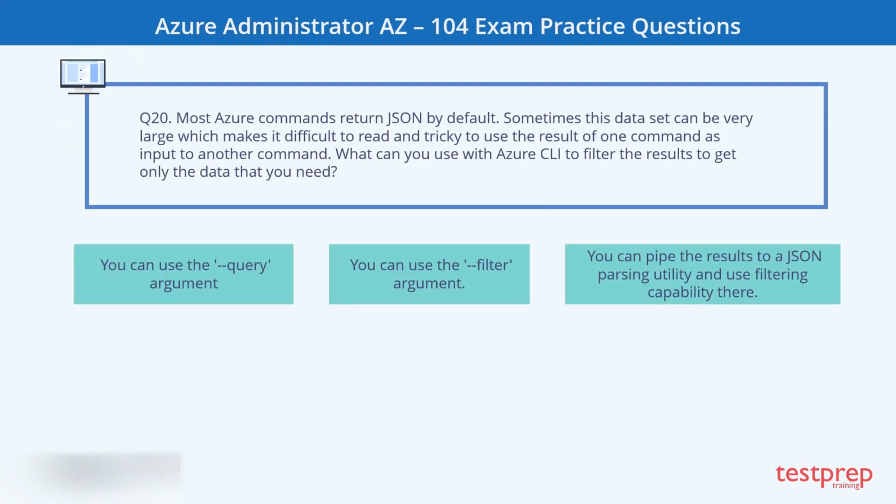Question 20. Most Azure commands return JSON by default. Sometimes, this dataset can be very large, which makes it difficult to read, and tricky to use the result of one command as input to another command. What can you use with Azure CLI to filter the results to get only the data that you need? 1. You can use the query argument. 2. You can use the filter argument. 3. You can pipe the results to a JSON parsing utility and use filtering capability there.